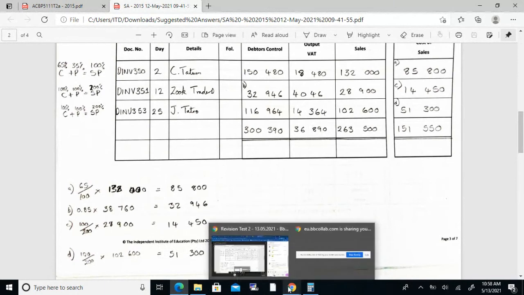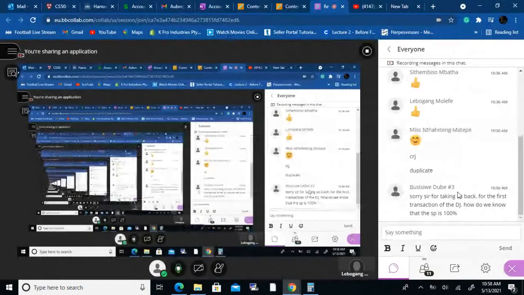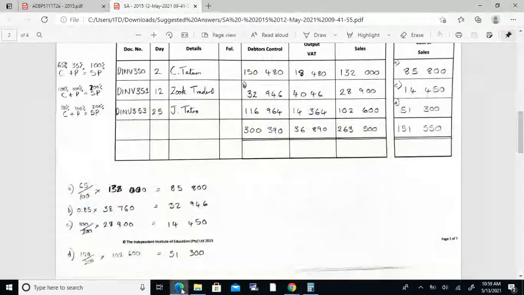Guys, any questions? Oh, Busi has a question there. Sorry, sir, for taking us back. For the first transaction of the DJ, how do we know that the SP is 100? Okay, so let's go there. Let's investigate.